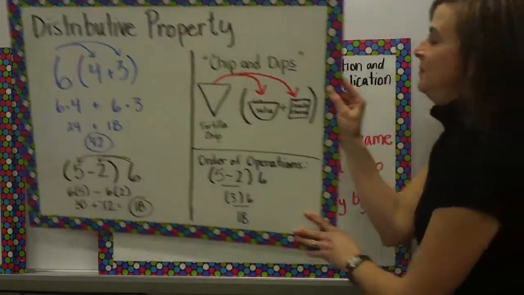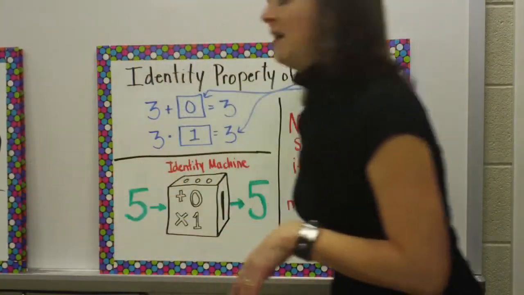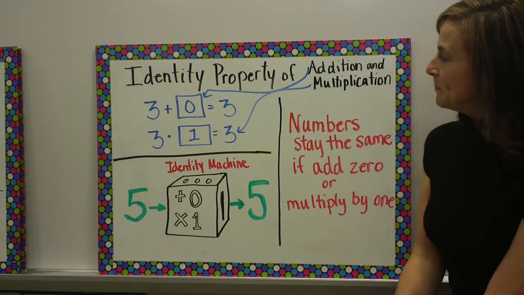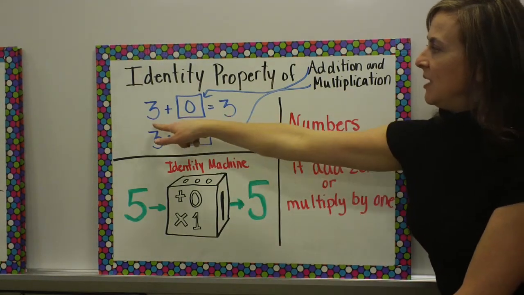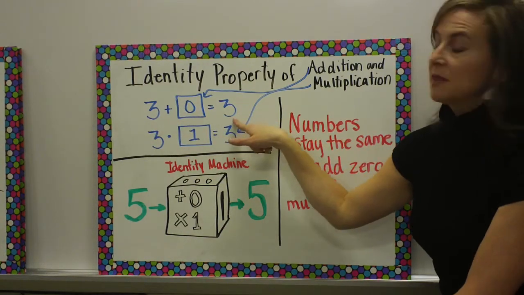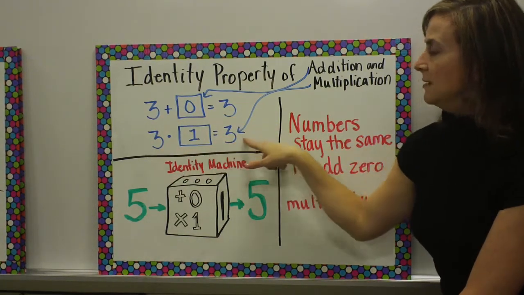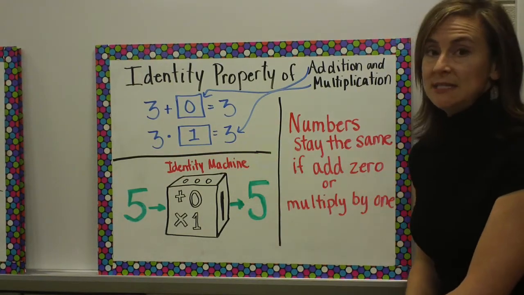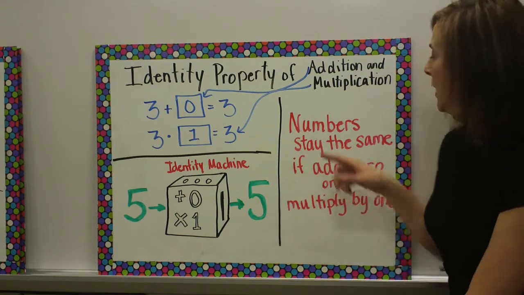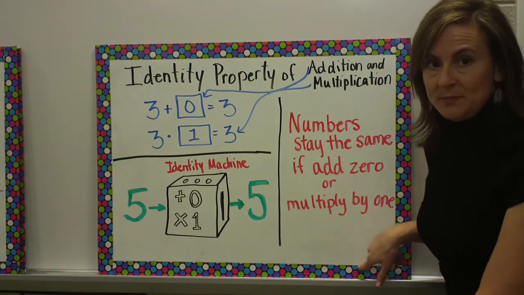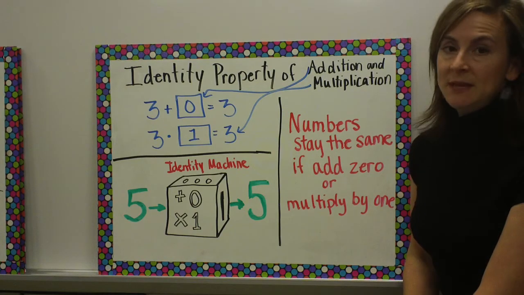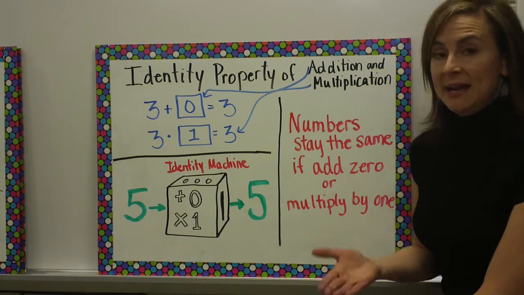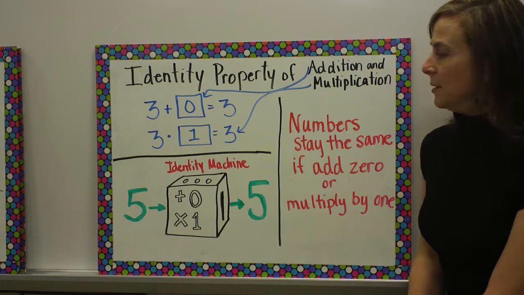The next property that is also one we haven't talked about yet this year is called the identity property of addition and multiplication. Notice I have two examples here. 3 plus 0 equals 3. 3 times 1 equals 3. 3 is keeping its identity. Any number can keep its identity when you add 0 or multiply by 1. So the identity property simply means that any number that you add 0 to is going to equal that number. Any number that you multiply by 1 is going to equal that number.